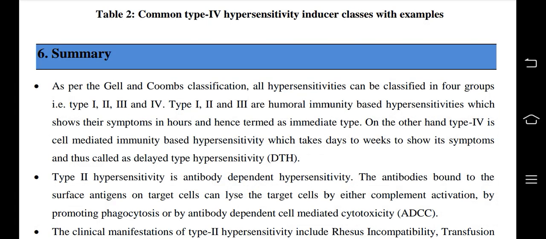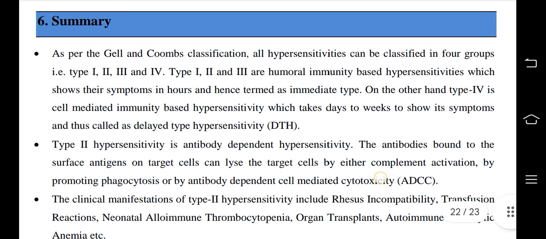Common type 4 hypersensitivity inducer classes with examples. As per the Gell and Coombs classification, all hypersensitivities can be classified into 4 groups: type 1, 2, 3, 4. Types 1, 2 and 3 are humoral immunity based hypersensitivity, which show their symptoms in hours and hence are termed immediate type. On the other hand, type 4 is cell mediated immunity based hypersensitivity, which takes days to weeks to show its symptoms and is called delayed type hypersensitivity.